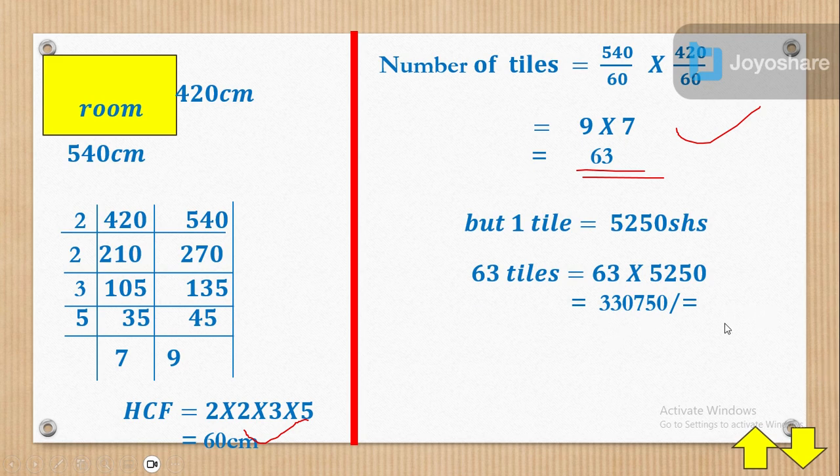Let's now move to the next. But as I said here, always please conclude. Even at this level, you can say: therefore, the largest square tile must be of length 60 centimeters. Next, the number of square tiles required is 63 tiles. Then the cost for all the 63 tiles required to put up on the floor is 33,750. That's what you must conclude, always.